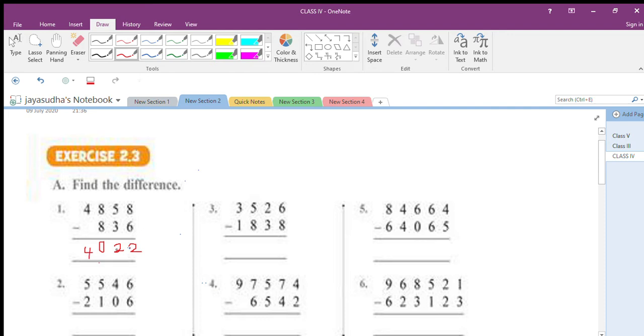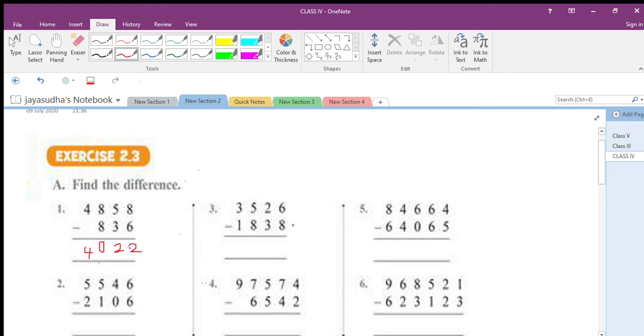So what do you get as the answer? 4022. This is your answer. Okay, children. Find the difference means you have to subtract. How do you subtract? You count backwards from the number. That is how you subtract the value. Always subtract the smaller number from the greater number.